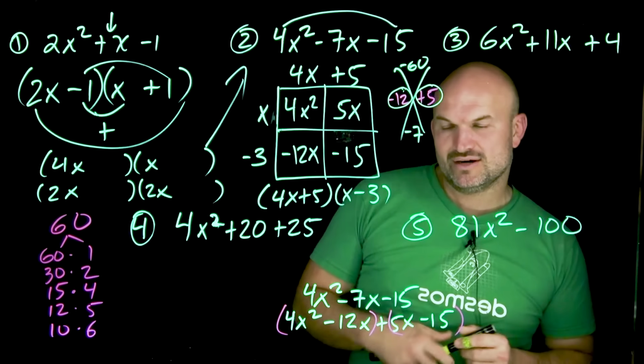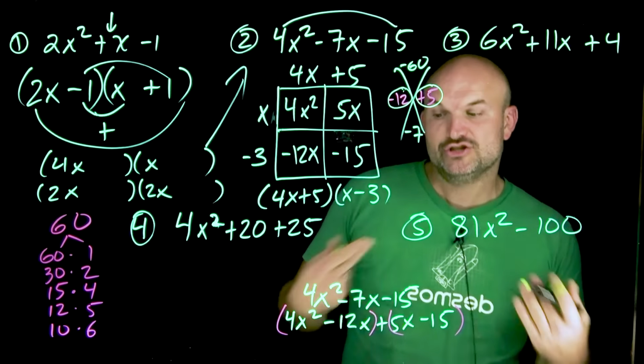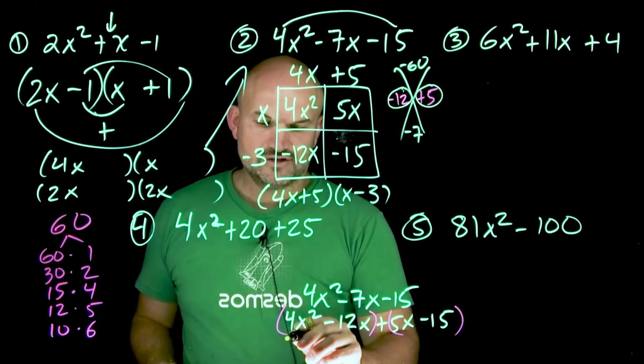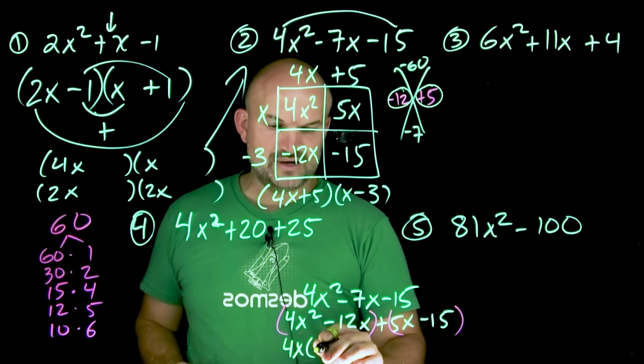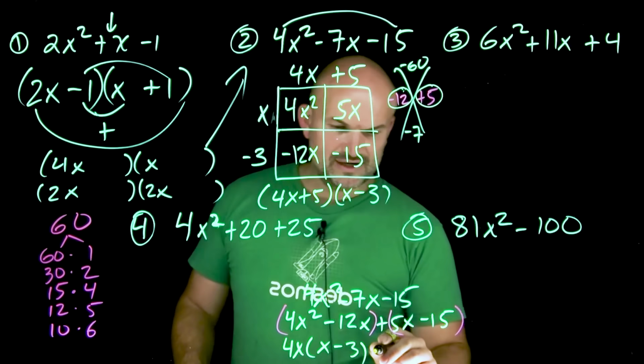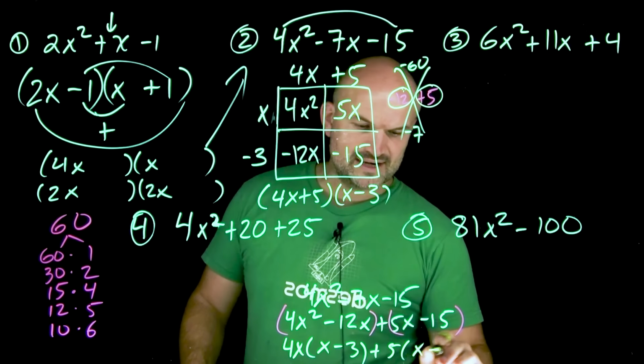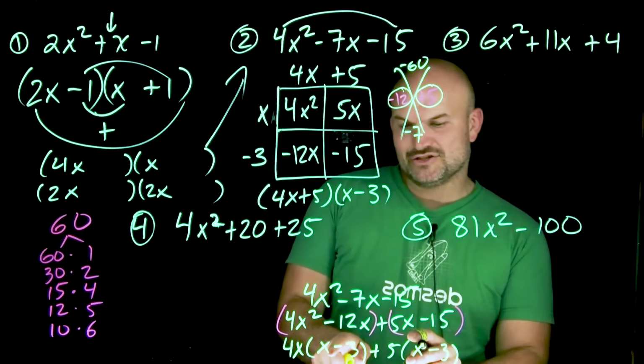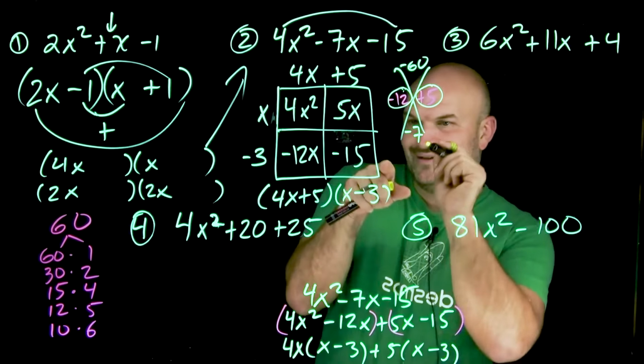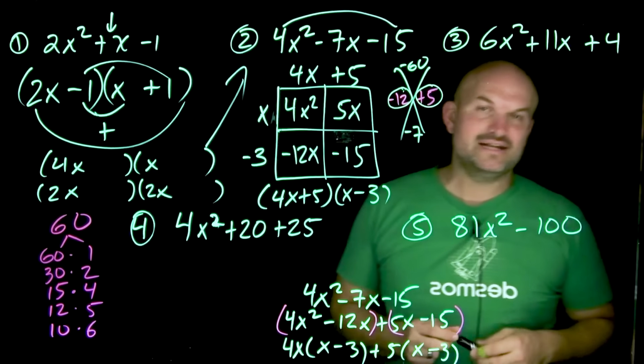What does a 4x squared and a negative 12x have in common, right? The GCF, they have a 4x in common. So you factor out a 4x, you're gonna be left with an x minus 3. Over here, you can factor out a 5, you're left with an x minus 3. And voila, ladies and gentlemen, when you factor out the x minus 3, again, you're left with a 4x plus 5 times x minus 3.